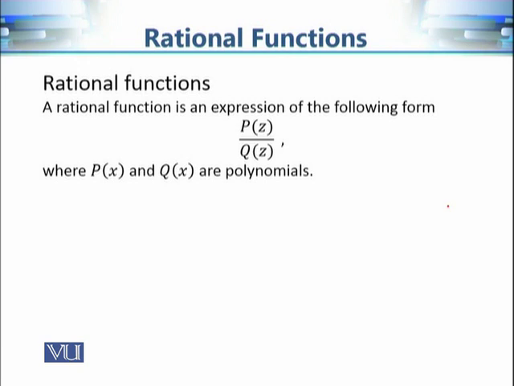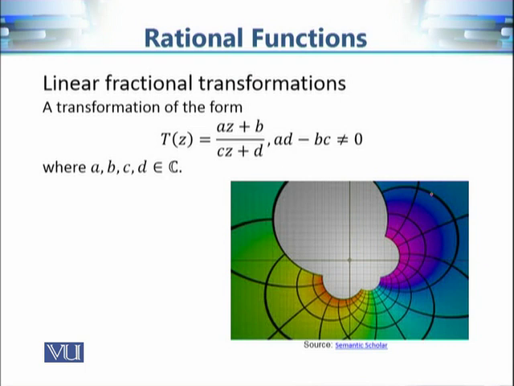So what are rational functions? Rational functions are basically quotients of polynomials p of z over q of z, where p and q are polynomials, possibly of different degrees. Now one of the special types of rational functions are linear fractional transformations, where the numerator is a linear function and the denominator is also a linear polynomial. Now in this case we impose some further conditions, ad minus bc, so that it has its inverse, and we will see these kinds of transformations or functions in our further discussions. Once again, these functions have very interesting geometrical properties.